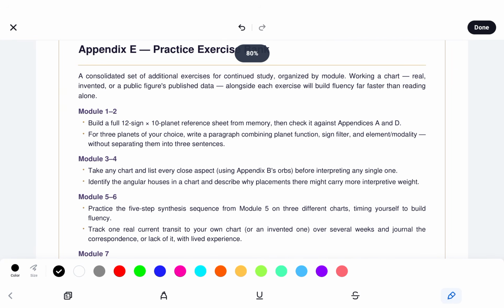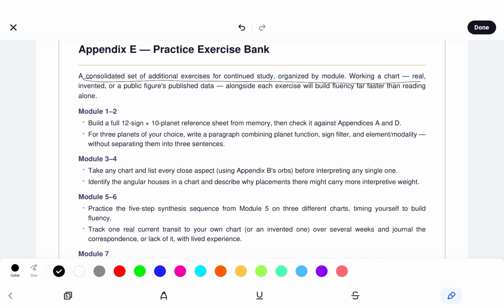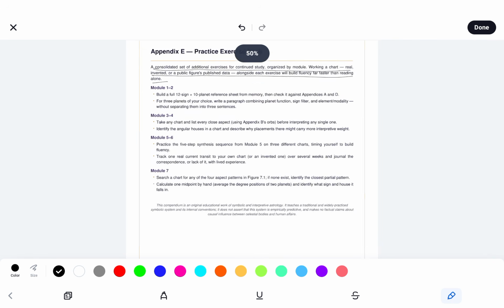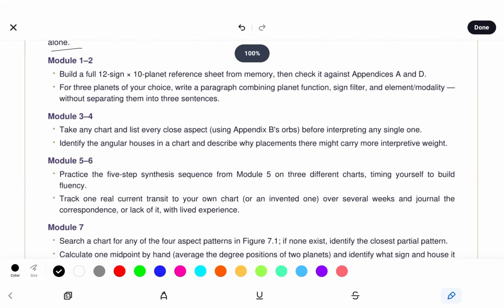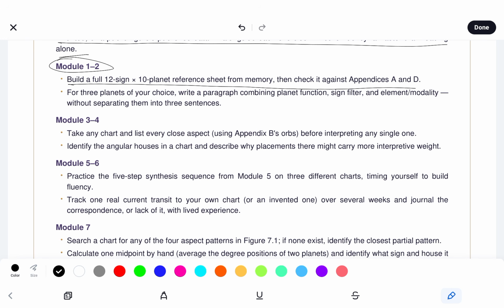And practice exercises. A consolidated set of additional exercises for continued study organized by module, working a chart, real, invented, or public figures' published data alongside each exercise will build fluency far faster than reading alone. So, we're going to go through these. For Modules 1 through 2, build a full 12 sign by 10 planet reference sheet from memory, then check it against Appendices A and D.